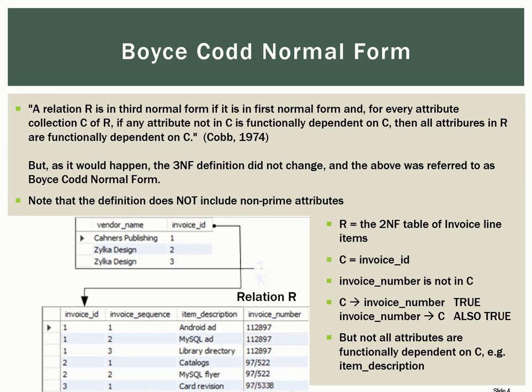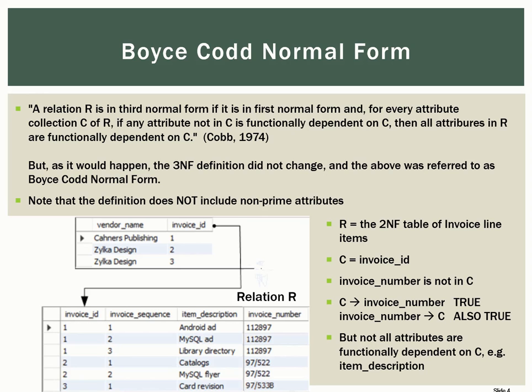One thing is, in their paper, they talk about this being third normal form, but as things happen, the third normal form definition was already well entrenched and did not change. And so the words you read above became referred to as the Boyce Codd normal form. Notice one thing about this definition, which I grant is hard to read. The definition does not include non-prime attributes. You don't see those words anywhere.